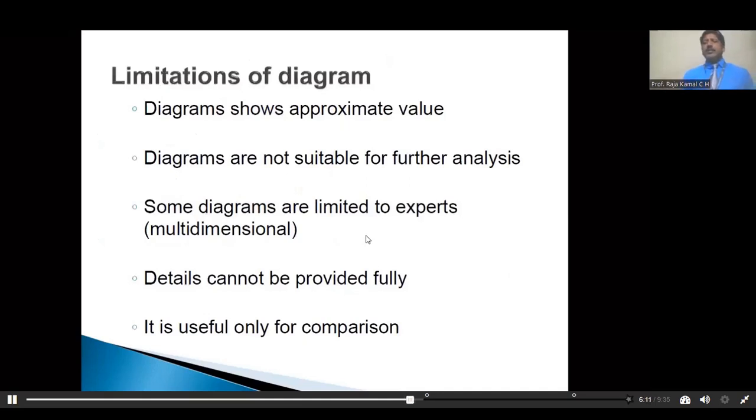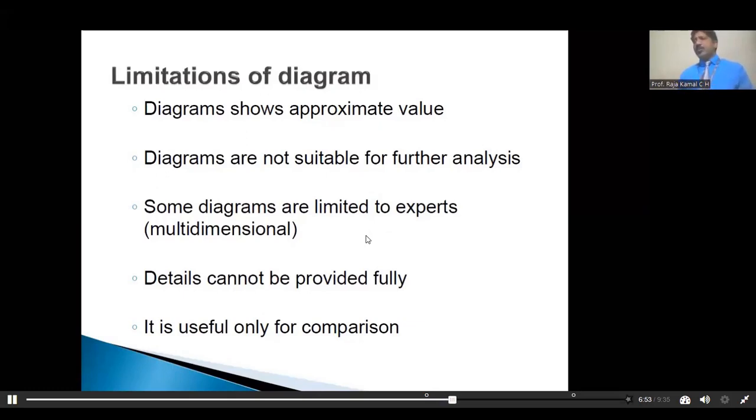There are certain limitations for the diagram. Diagrams will always show approximate value. If you want to get the exact value, I just told you one bar is having more height, another bar is having less height. By seeing that, I can know that yes, this particular year I got more sales. This particular month, my cost of production increased, but I cannot get the exact value by seeing that diagram. So diagrams show approximate value, and diagrams are not useful for further analysis.